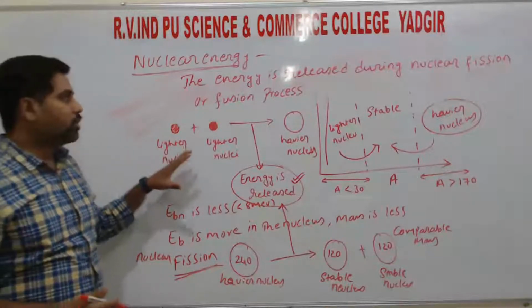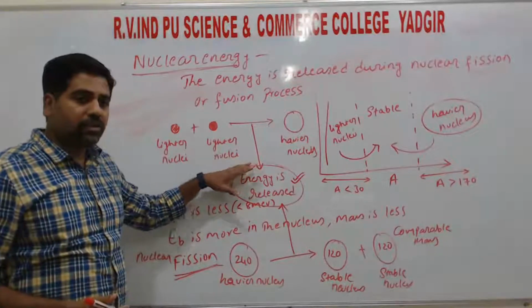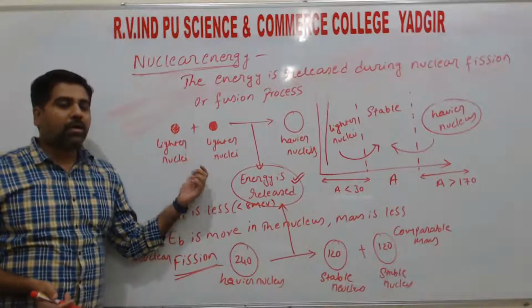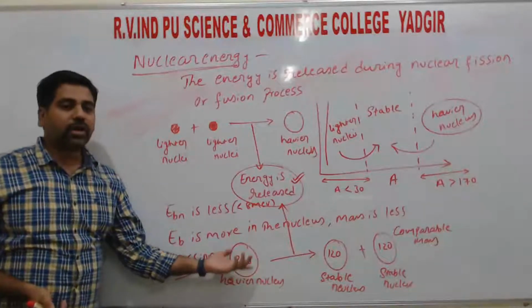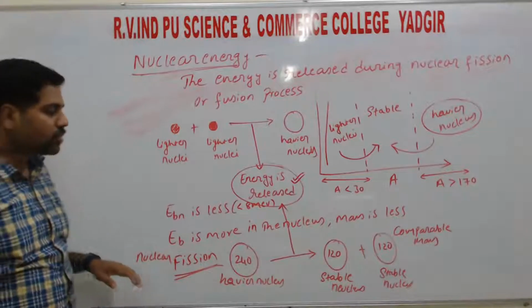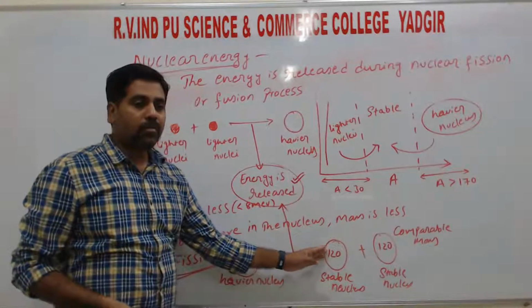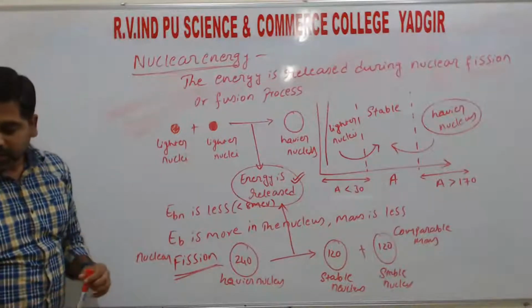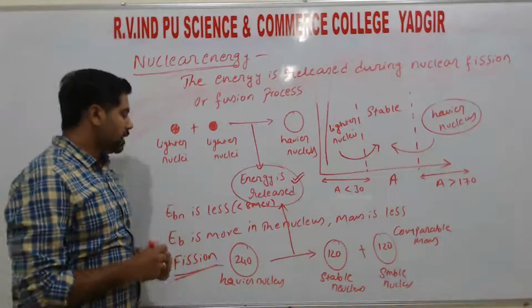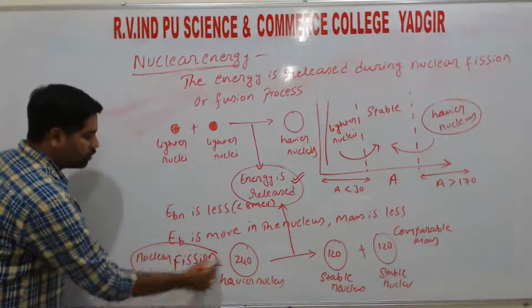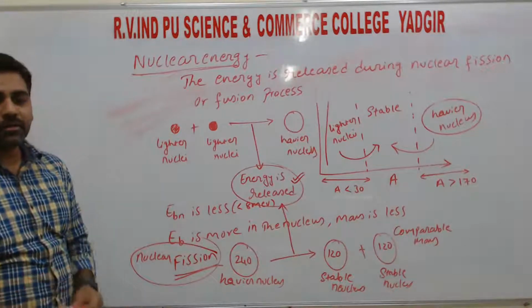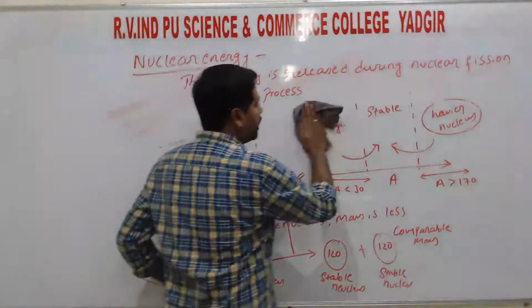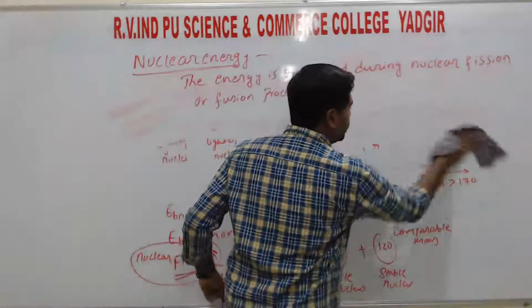So what is nuclear energy? The energy released during the combining of two lighter nuclei, or the splitting of a heavier nucleus into two nuclei of comparable masses, that energy we call nuclear energy, right? Next we will start with nuclear fission. So what is nuclear fission, and we will see a few examples of nuclear fission, right?